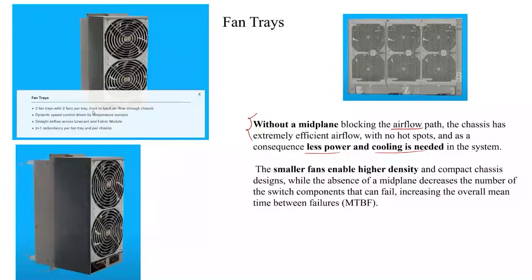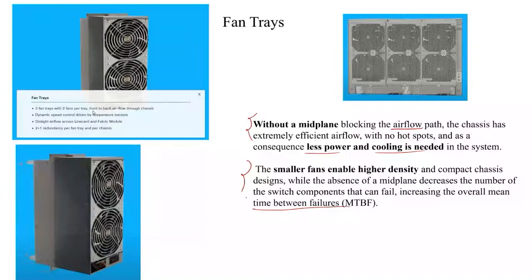I actually took this from the Cisco document. Okay, so I believe them on this one. And because the smaller fans enable higher density, yes, more cooling and also more redundancy, and it increases the mean time between failures because they claim the mid plane is not there. Yes, so that is the function of the fan tray.